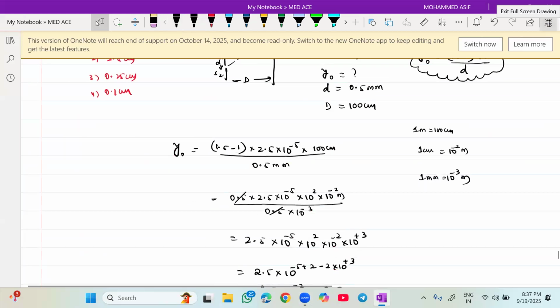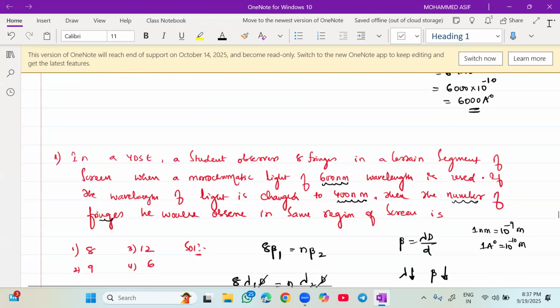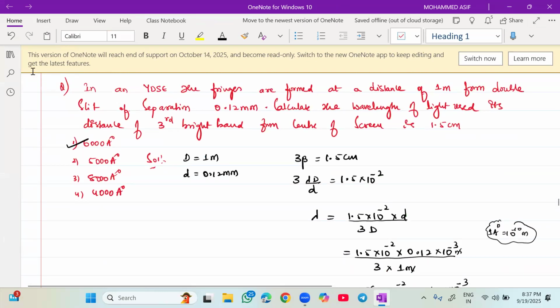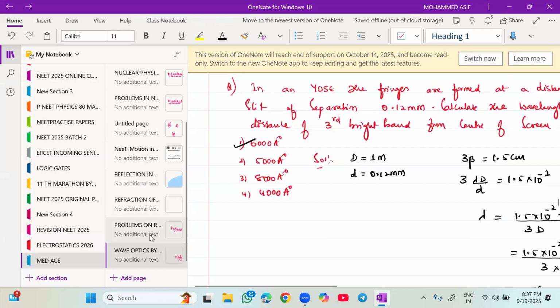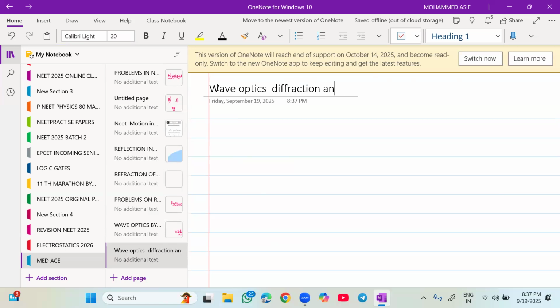So by this, we are putting a full stop to the theory of YDSE. Then we need to keep one class session for problem solving. Let us go for the next topic of wave optics, that is diffraction and polarization.